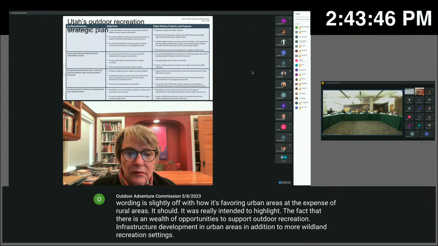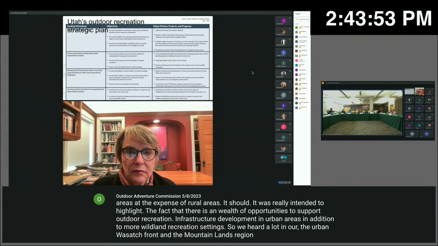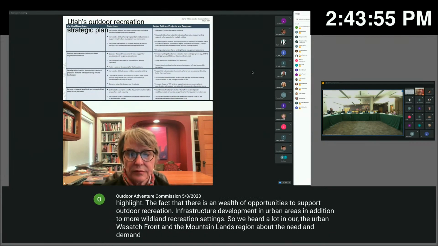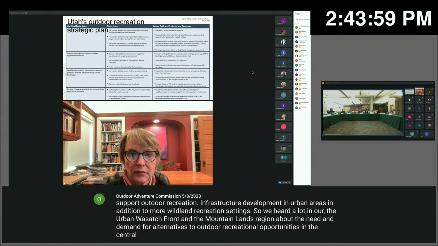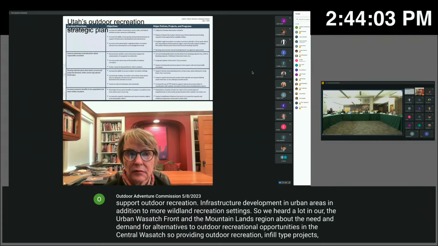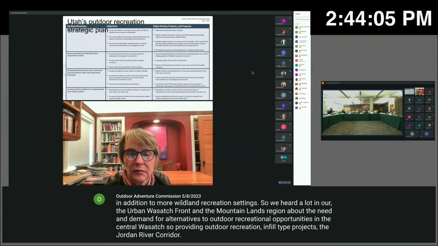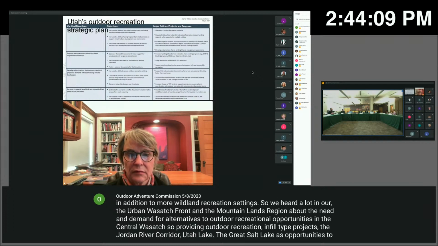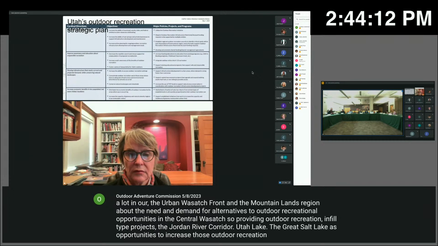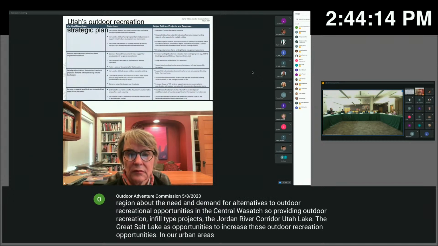So we heard a lot in the urban, the Wasatch Front and the Mountain Lands region about the need and demand for alternatives to outdoor recreation opportunities in the central Wasatch. So providing outdoor recreation infill type projects, the Jordan River Corridor, Utah Lake, the Great Salt Lake as opportunities to increase those outdoor recreation opportunities in our urban areas that we typically might not think about.